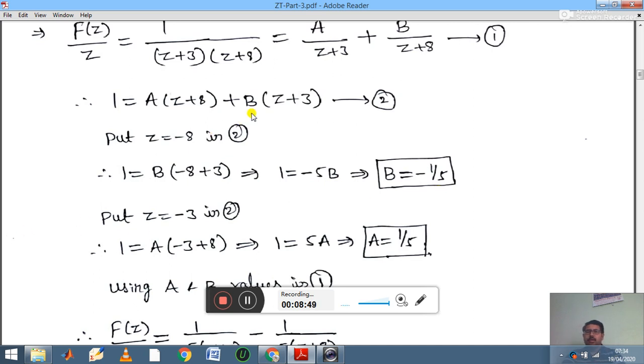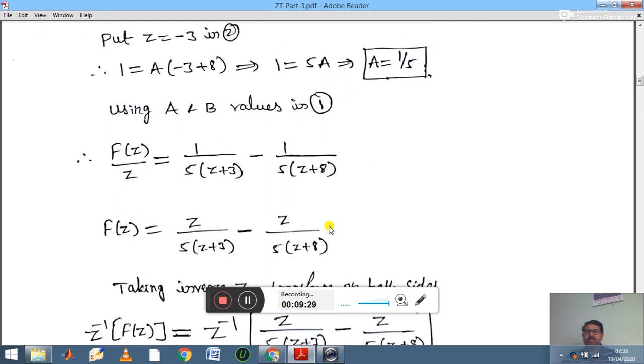Here the second term contains b into z plus 3. In place of z, if you substitute minus 3, then this second term is 0 and you get the a value. So put z equal to minus 3 in equation 2. Therefore 1 is equal to a into, in place of z, minus 3 plus 8; the second term is 0. So if you solve this, 1 is equal to 5a, and the a value is 1 by 5. Therefore the a value is 1 by 5 and the b value is minus 1 by 5. So use these a and b values in equation 1.